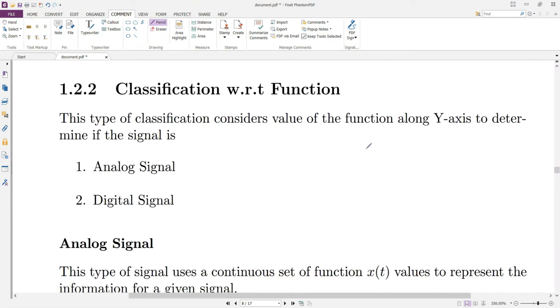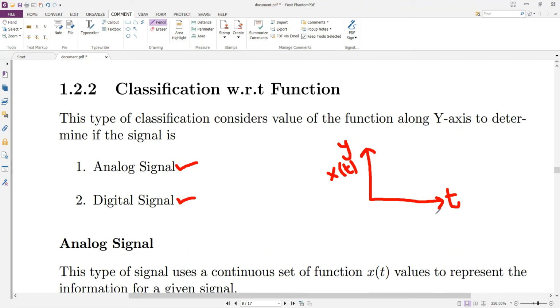So far we have discussed classification with respect to the x-axis, or classification with respect to time. Now let us discuss classification of the signal with respect to the function x of t, or with respect to the dependent variable. In this case, the signal can be classified into two types: one is commonly referred to as the analog signal, and the second is commonly referred to as the digital signal.